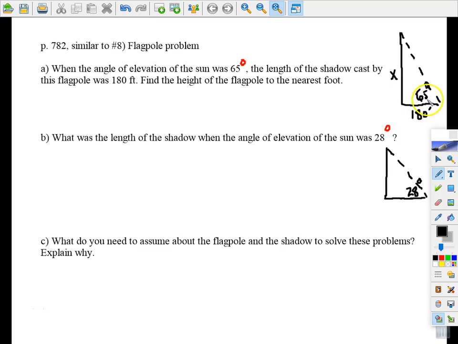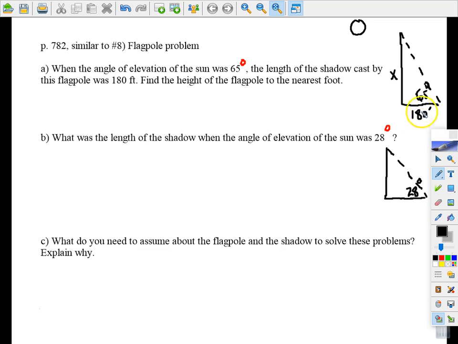I went ahead and did a little drawing. The book also provides you with a drawing. So what we're told here is when the angle of elevation of the sun is 65 degrees, that's what we have here. The length of the shadow cast, which is down below, so you can see if you wanted to get a full picture, here's the sun casting this shadow of 180 feet long. And it's our job to find the height of the flagpole, and here's my flagpole, so I put a little X there. That's what we're asked to solve.